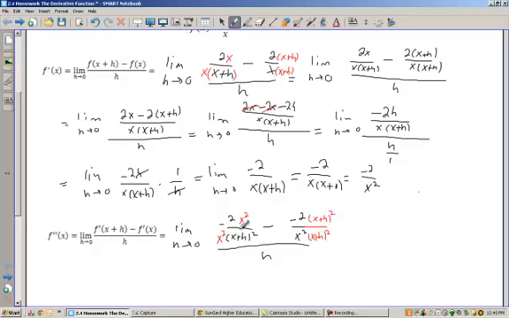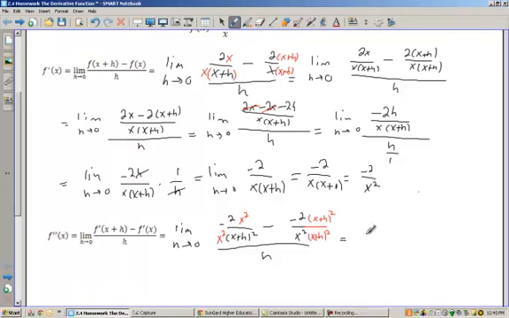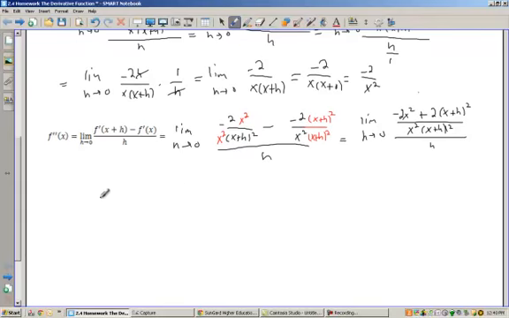All right, so now I have a common denominator, so what I can do is combine the numerators. So this is equal to the limit as h goes to 0 of negative 2x squared, and that's the first term, minus a minus is a plus, so plus 2 times x plus h squared, all divided by an x squared and an x plus h squared. And this is all divided by little h. Alright, so now I have to do some more algebra here.